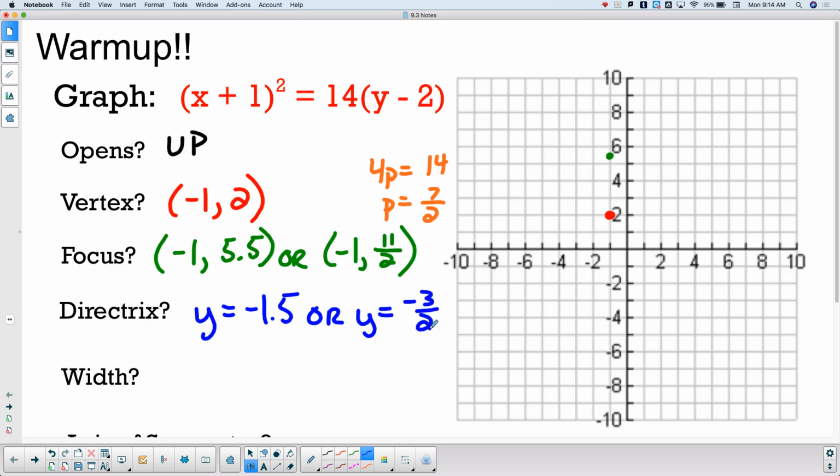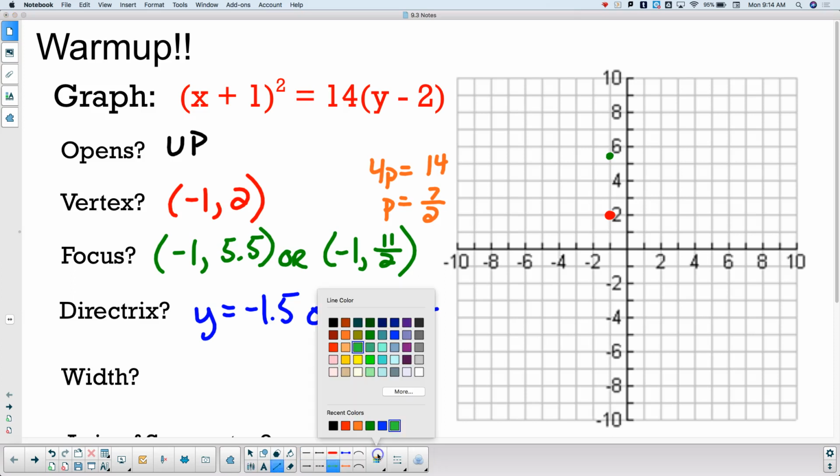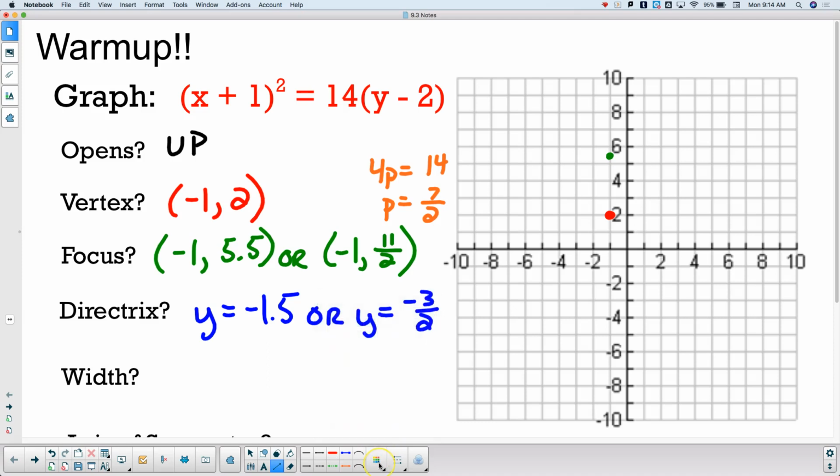Because that one would be down 3.5 from the vertex. Down 7. Or down 7 halves, yes, excuse me. Well, 3.5, same thing. Yeah. Okay. Or down 7 halves. Yep. Love it. Okay.